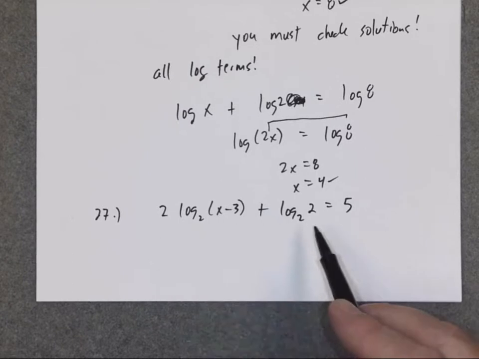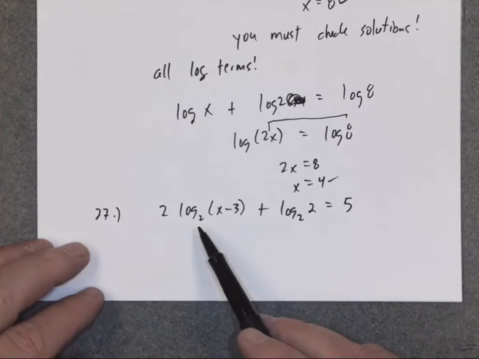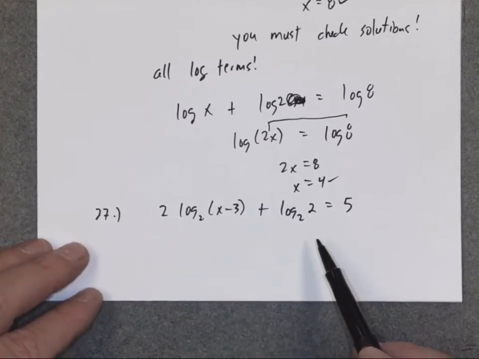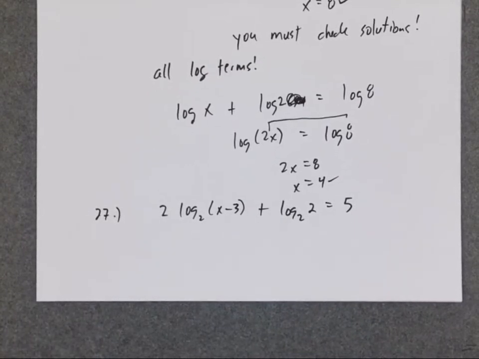In this kind of situation, if you have log terms and a number term, I'm going to get all the log terms on one side, get the number on the other side. Okay, I already have that. And then I'm going to combine all the log terms into one log and then solve it from there. And we'll talk about that as we go.